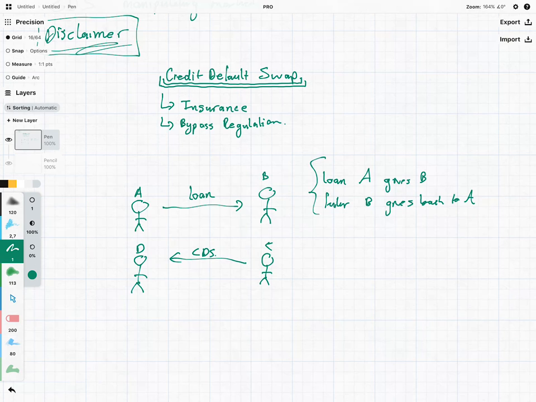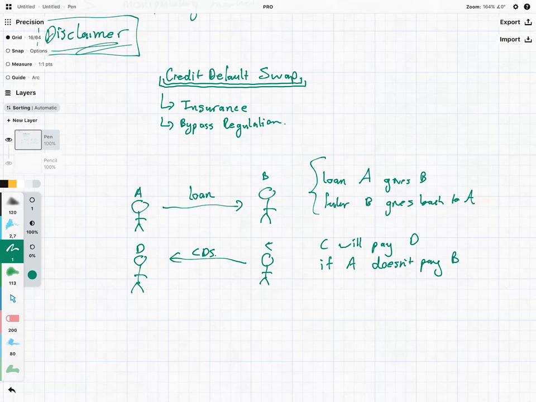A CDS says C will pay D if A doesn't pay B. Now, A and D could be the same person, but I put them as separate because this is where credit default swaps get a little bit out of hand, is you can start making bets on other people's failure. So you're taking an insurance product and you're turning it into a speculative instrument.